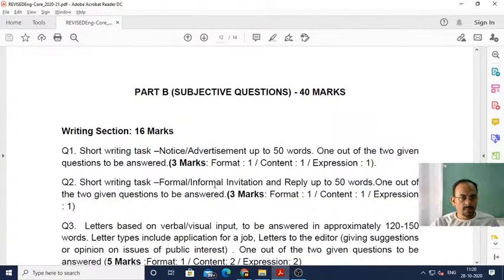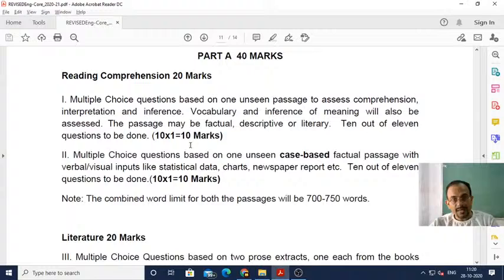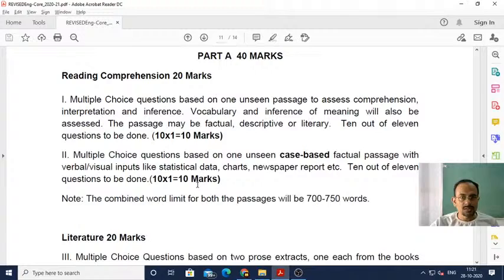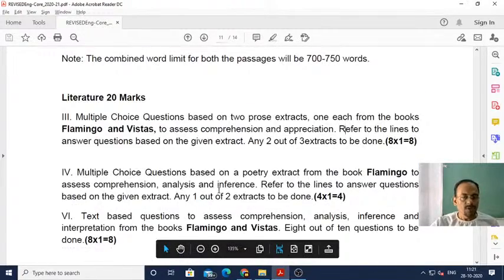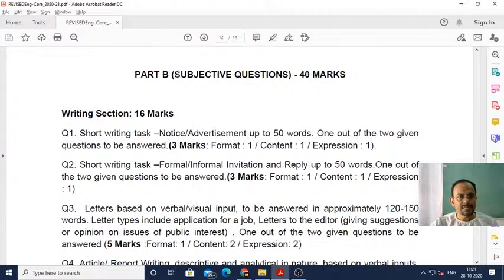Now dear students, you see subjective questions. There will be 2 mark and 5 mark questions also, but they are divided into objective and subjective types. Part A is objective type, 40 marks. Then Part B is subjective type questions, also 40 marks.